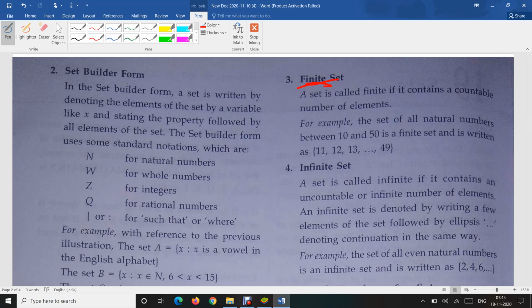Suppose we have to write the numbers from 1 to 10 in the roster form. So how will you write it? 1, 2, 3, 4, 5, 6, 7, 8, 9 and 10. So this is a finite set, because in this set we have a finite number of elements which are countable. And the infinite set is just the opposite of finite.